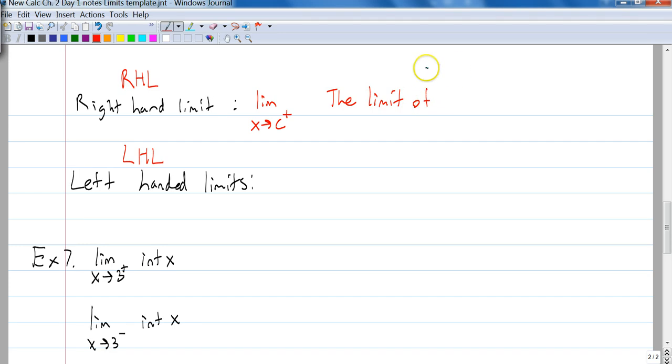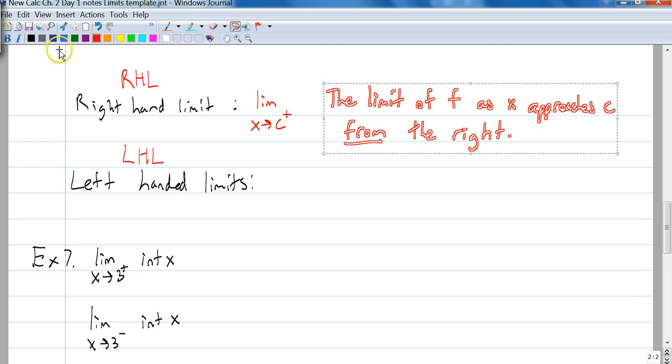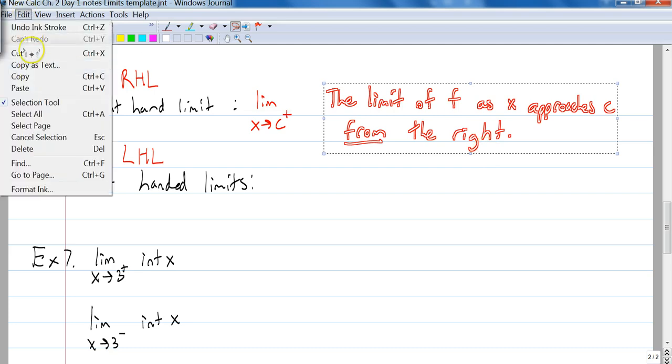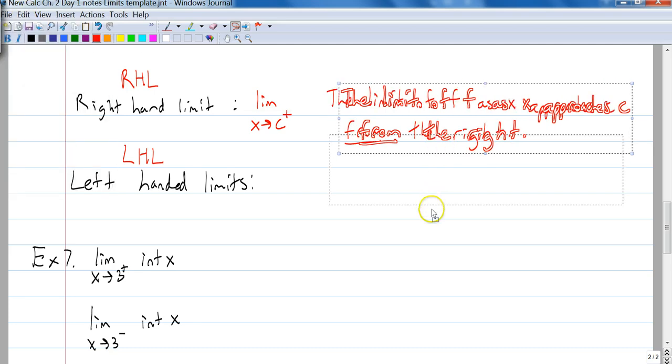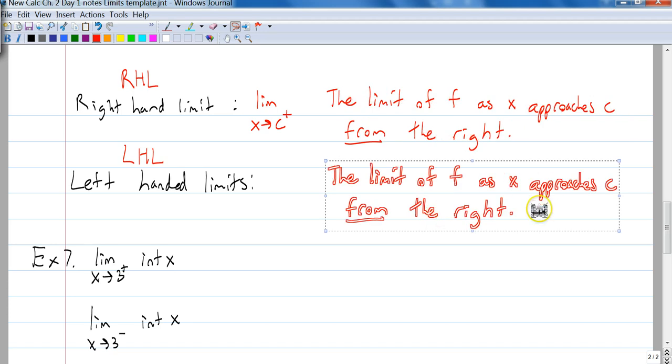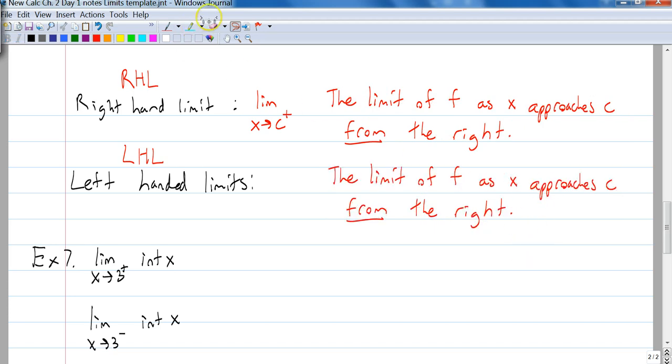of f as x approaches c from the right. That's the key word. So a right-handed limit means that you are approaching a value from the right. Okay? So that's very important to note. And then for left-handed limits, it's the same thing, except it is from the left.